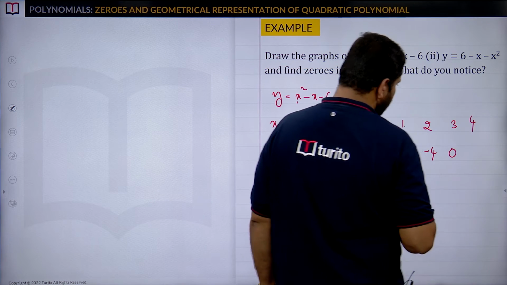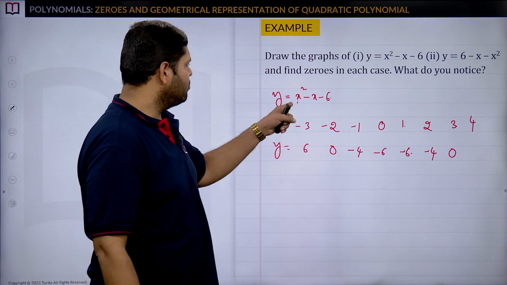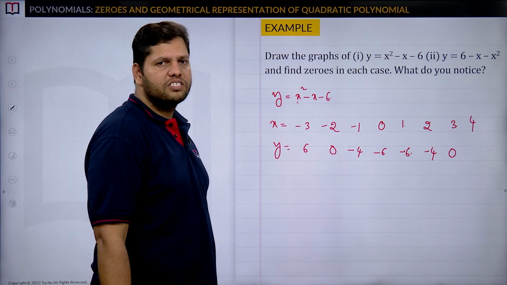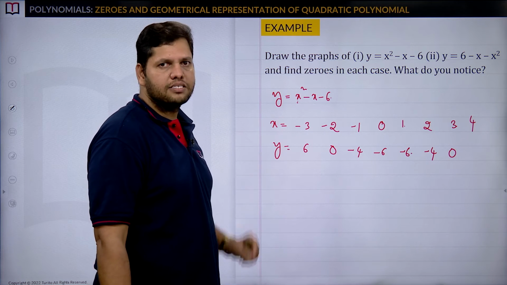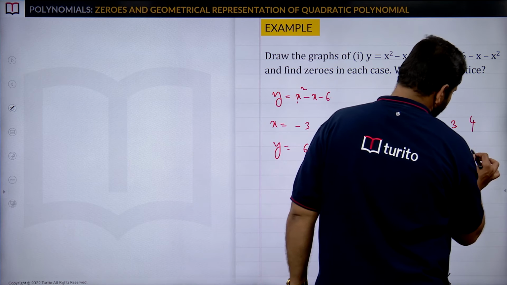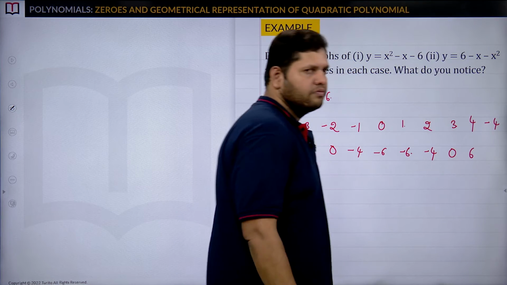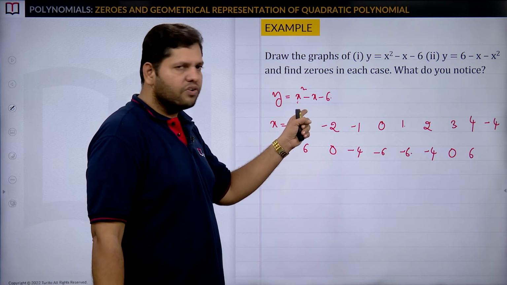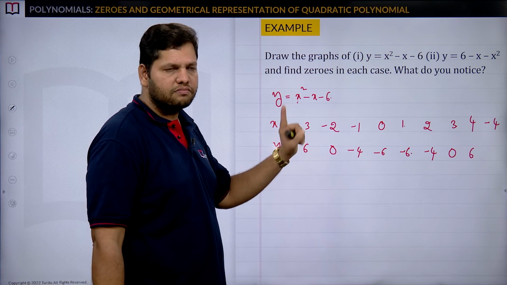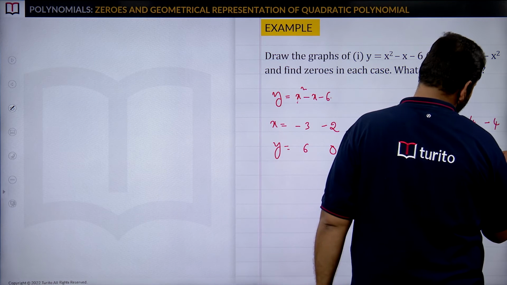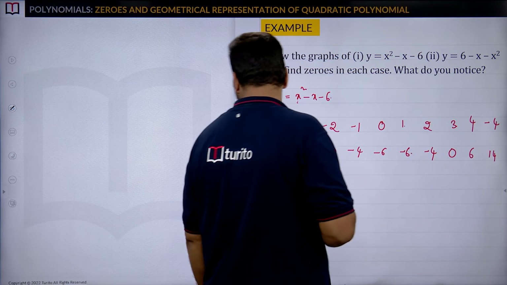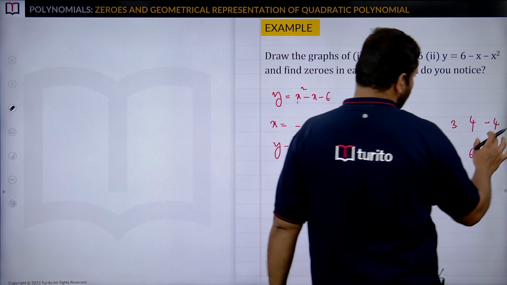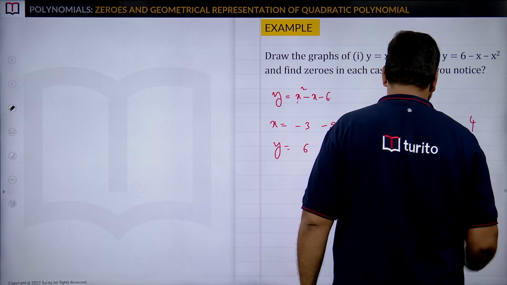Then I will take x is positive 4. 4 squared is 16, 16 minus 4 is 12, 12 minus 6 is 6. Then I will take x is minus 4 now. Minus 4 squared is 16, 16 plus 4 is 20, 20 minus 6 is plus 14. But children, this value we cannot draw in this graph because the value is bigger. So I am taking up to plus and minus 4 and 6 only.